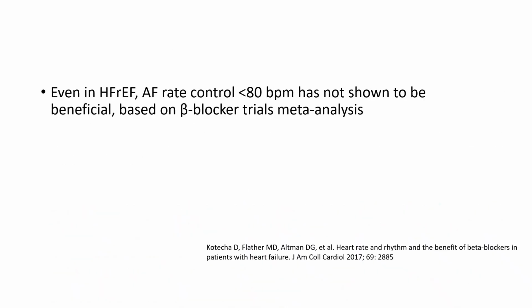Even in heart failure with reduced EF, when the patient is in AFib, rate control less than 80 beats per minute has not been shown to be beneficial based on beta blocker trials meta-analysis. The same sort of analysis that showed that a low rate less than 70 is useful in heart failure with reduced EF in sinus rhythm, not AFib.